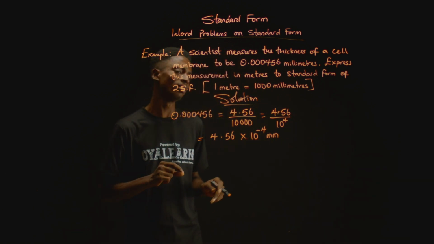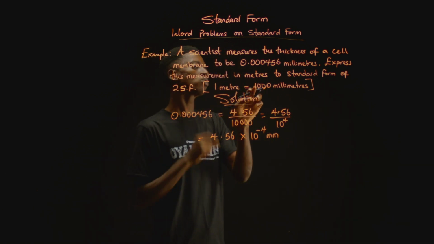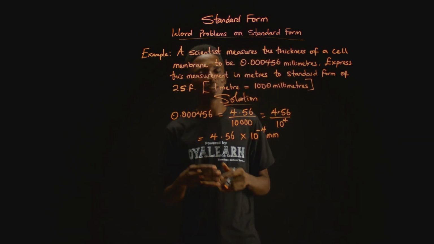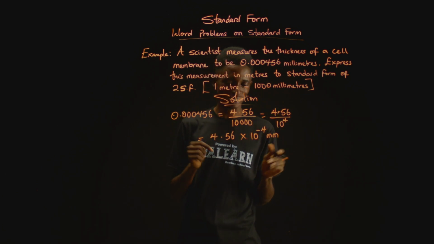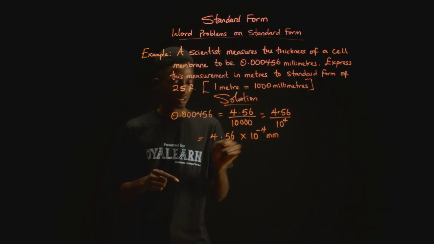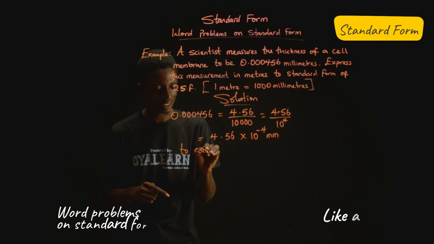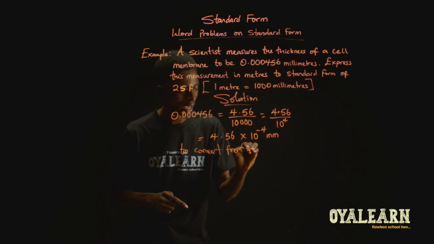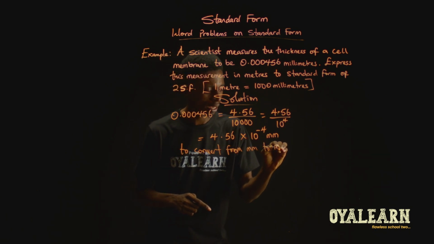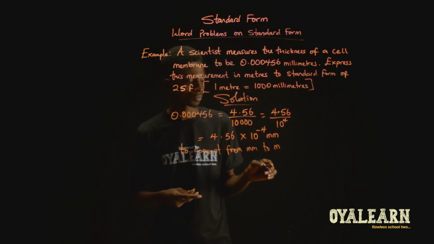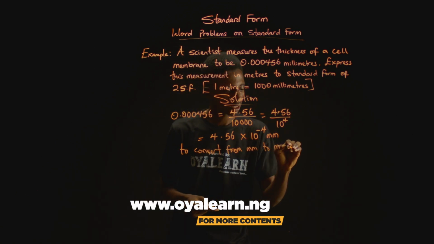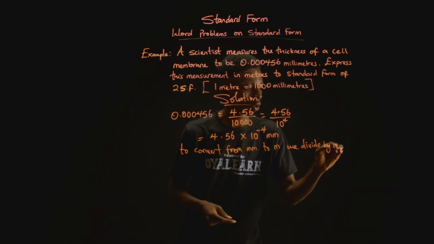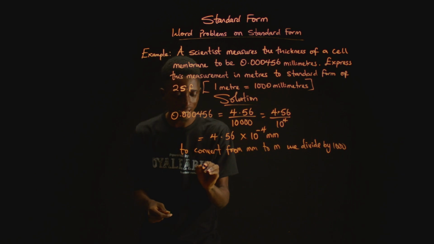Now a hint we are given is that 1 meter is 1,000 millimeters. So if you are converting from millimeters to meters, you have to divide by 1,000. So to convert from mm to m, that is millimeters to meters, we divide by 1,000.